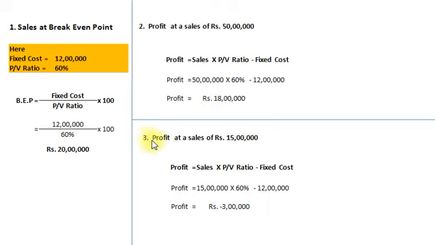Now our third requirement is profit at a sale of rupees 15 lakh. We will use the same formula. Profit is equal to sales multiply PV ratio minus fixed cost. That is 15 lakh multiply 60% minus fixed cost rupees 12 lakh. So our profit amounts to rupees minus 3 lakh, that is our loss.